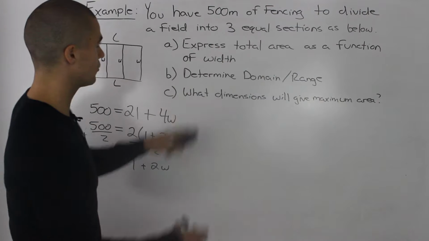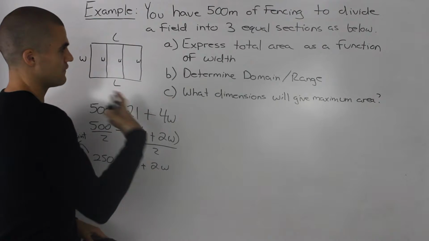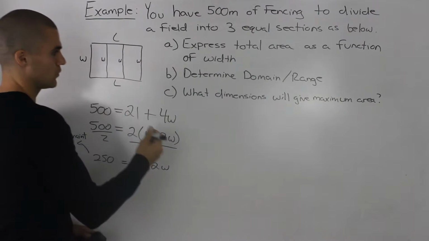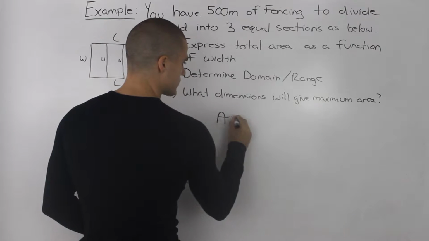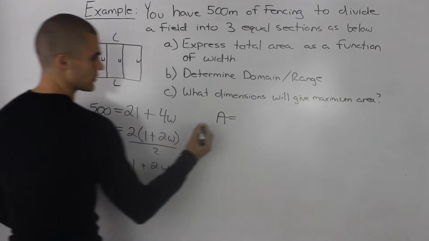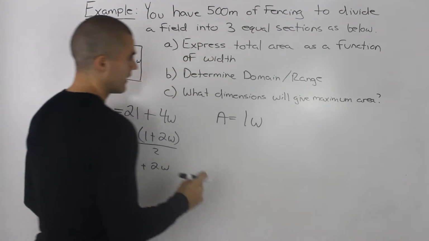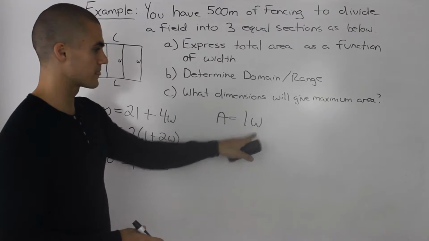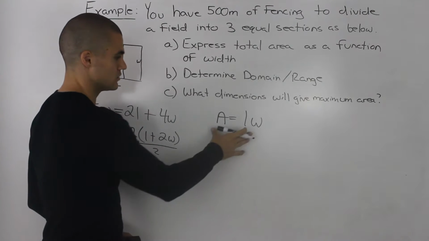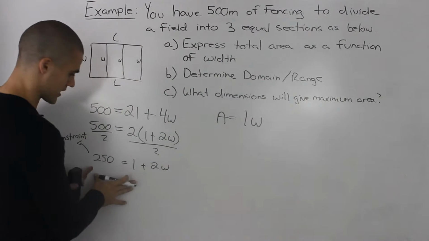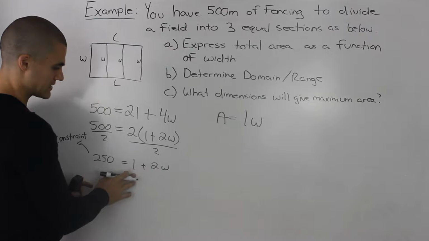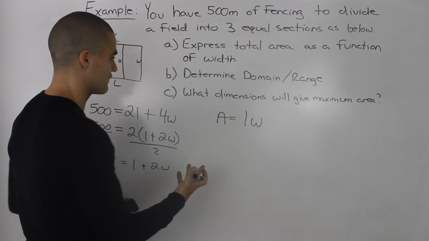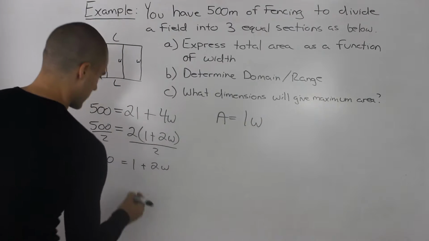Now what's the first question asking us? We have to express the total area of the field as a function of the width. Well, since this is a rectangular field, we know that the area of the field is equal to L times W, length times width. However, they want the total area as a function of only the width. So what we can do is we can take our constraint, we can isolate for the L and then sub in that L here into our area function, and we'll have an area function in terms of width.